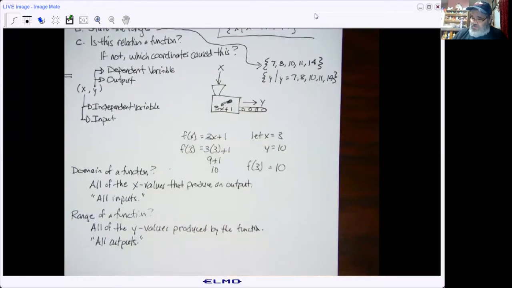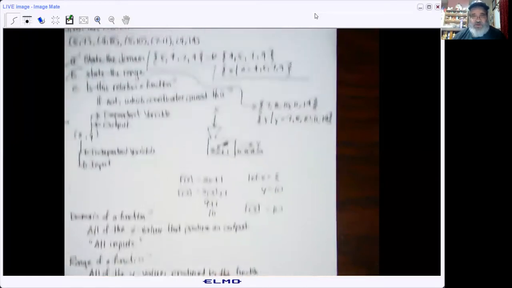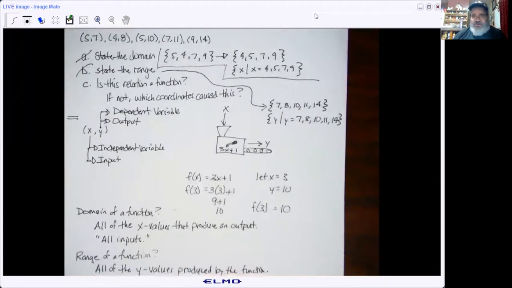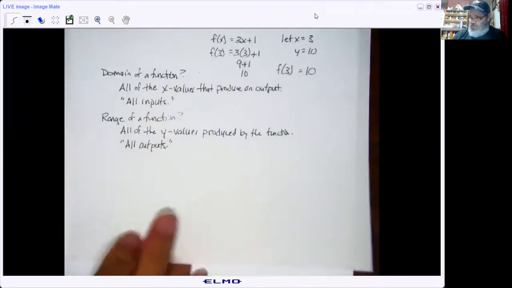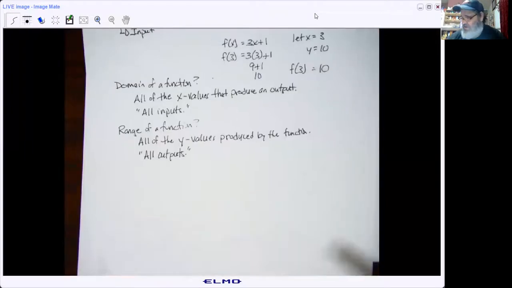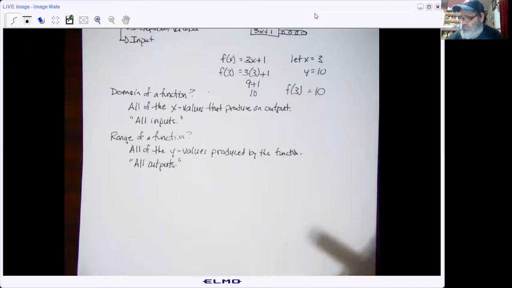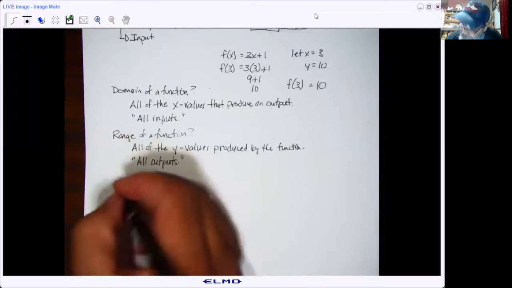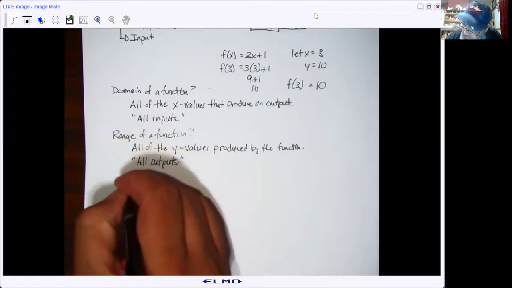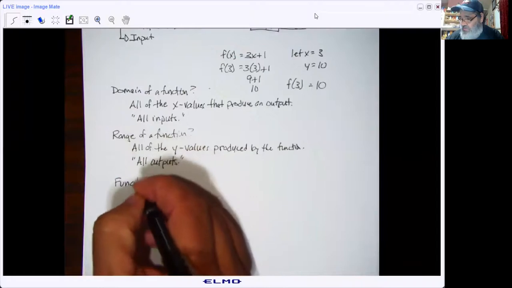Now, so that's part A, that's part B. We got those taken care of. Is this relation a function? Okay. So let's talk about what is a function and what is not a function. In order to be a function, it has to meet a certain number of criteria.